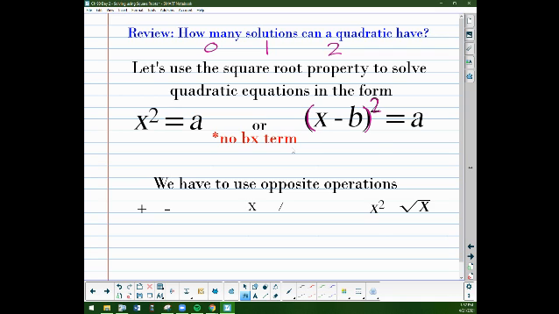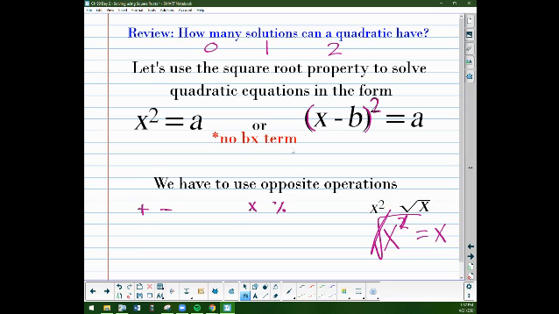Okay, so just like how we solved that linear equation, we need to use opposite operations. So we know that plus and minus, those are opposite operations, right? They'll undo each other. Same thing with multiplication and division. Those will undo each other, right? If I have 3x, I divide by 3, right? Opposite operations. Okay, one thing that you might not be the most familiar with is x squared and square root are opposite operations. So if I have x squared and I take the square root of that, those cancel, leaving me with x all by itself.